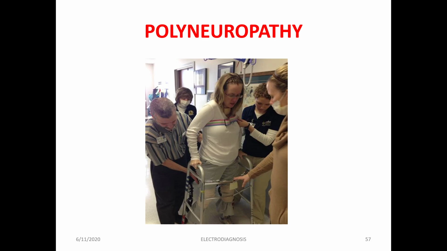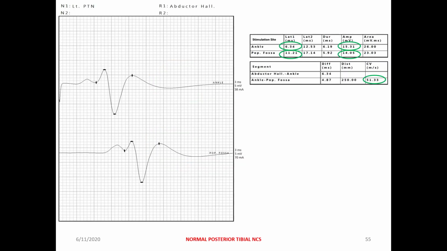NCV, for example, this is posterior tibial nerve right side recorded from abductor hallucis. So amplitude is normal. Here you can see amplitude is normal, but velocity is affected. Amplitude normal means there is no axonal degeneration, but velocity is affected means demyelination is there. The name itself is telling acute inflammatory demyelinating polyneuropathy. So the demyelination is there.